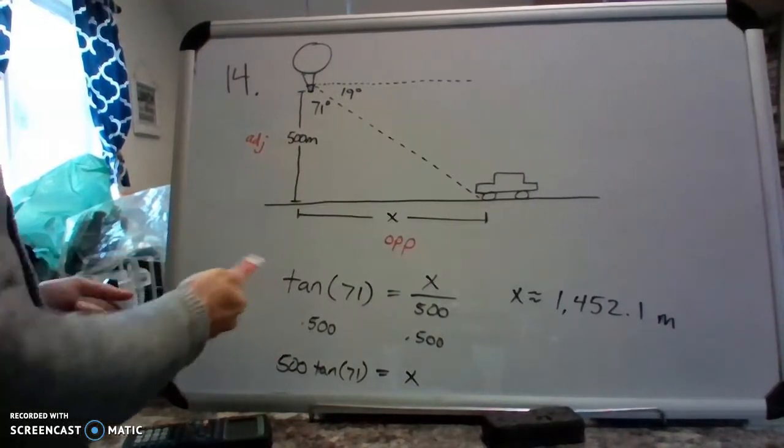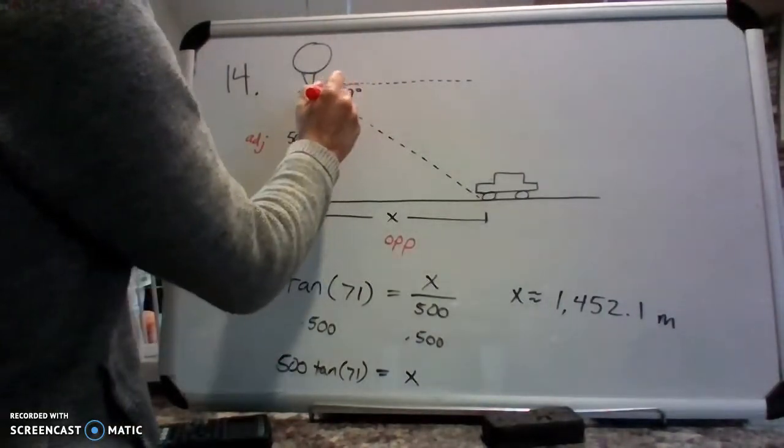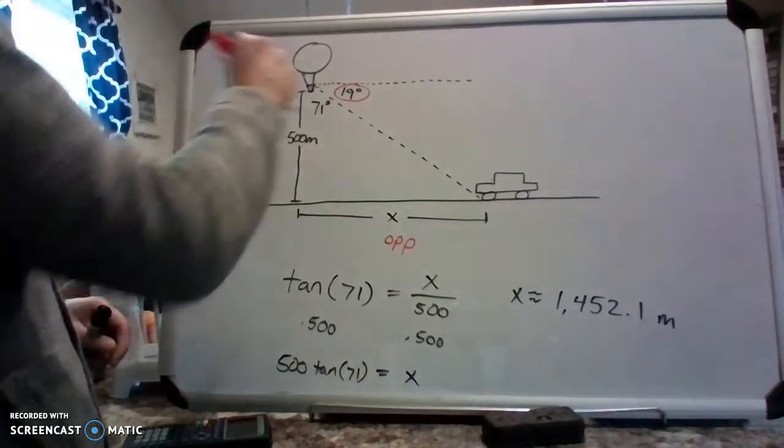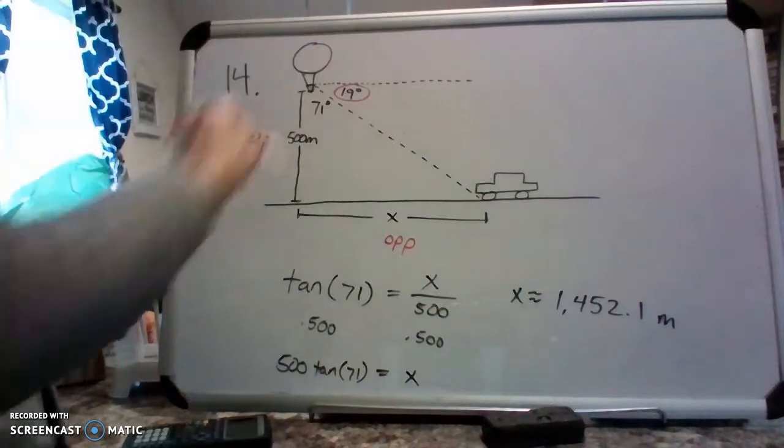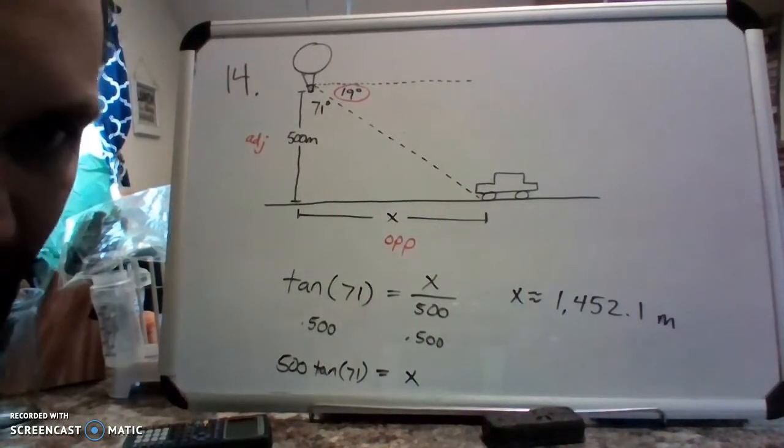So once again, we use tangent. Key thing to remember is that angle of depression always goes in the slot that is connected to that horizontal line of sight. Let's move on to our last angle of elevation / depression problem.